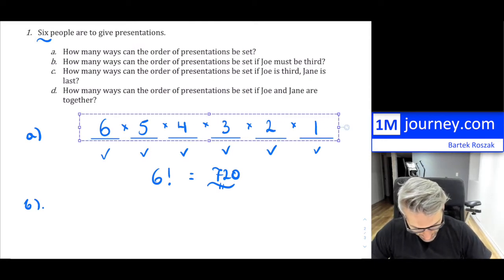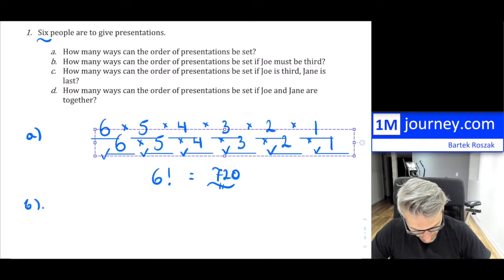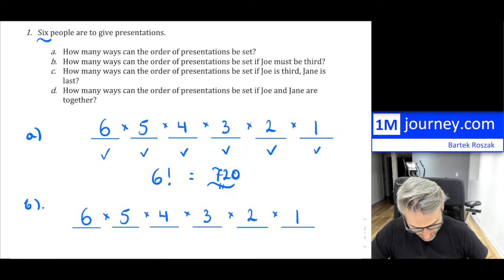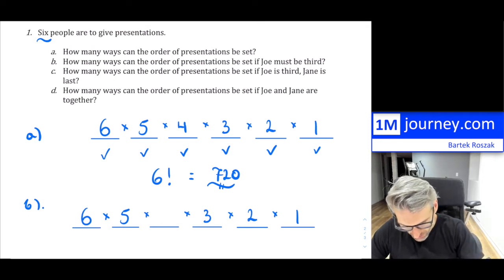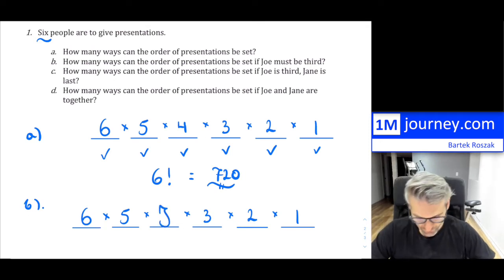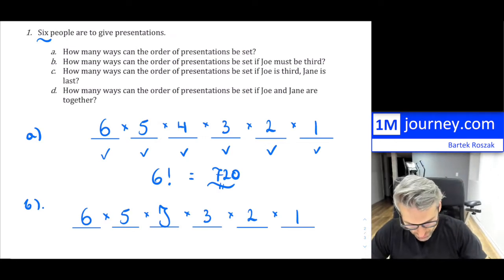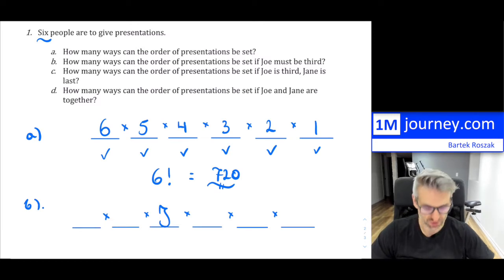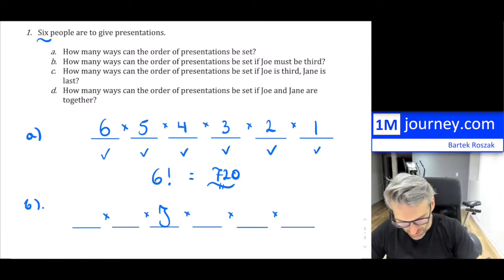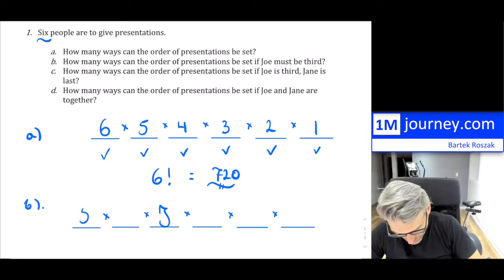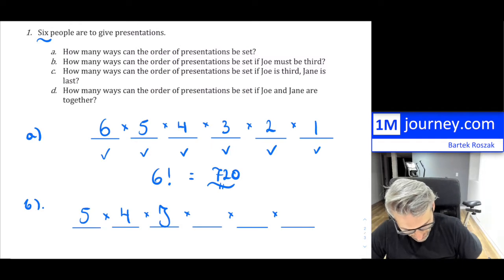Okay, so let's copy this. Let's duplicate it, bring it down. Now this will change because in the third spot, we are fixing Joe, which means that we no longer have 6 people to try to order if Joe is going to be stuck at third. That leaves us 5 people, so we're going to have 5 multiplied by 4, and then 3, 2, and 1.